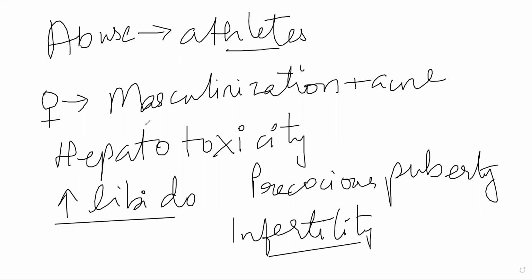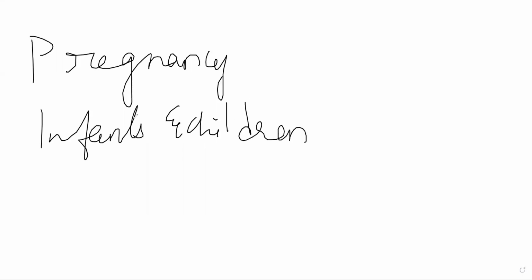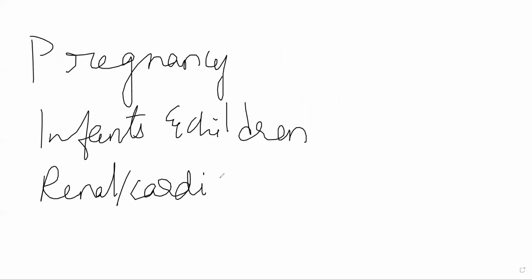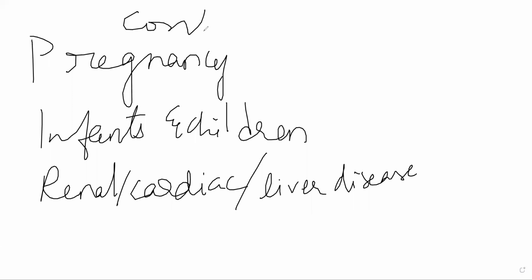It is completely contraindicated in pregnancy. All anabolic steroids are completely contraindicated in pregnancy, should not be given altogether, because it will interfere with the function of estrogen and progesterone, which are very important. Should not be given in infants and children. Renal, cardiac, or liver disease. These are contraindications. Okay?